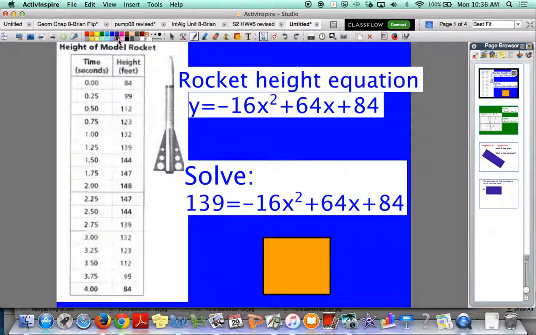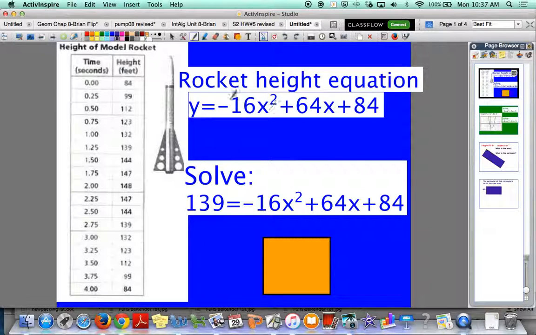But now let's look at some graphs and tables for solving. And again, this is a review from last class. It's on your homework as well. So if you have this equation for the height of the rocket, this should look familiar because we used this table last time in the investigation. We look at the equation for this.